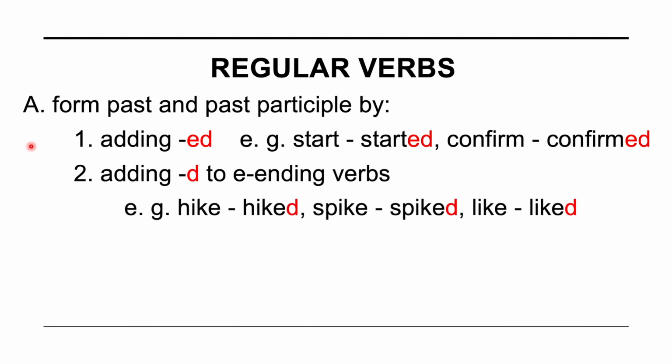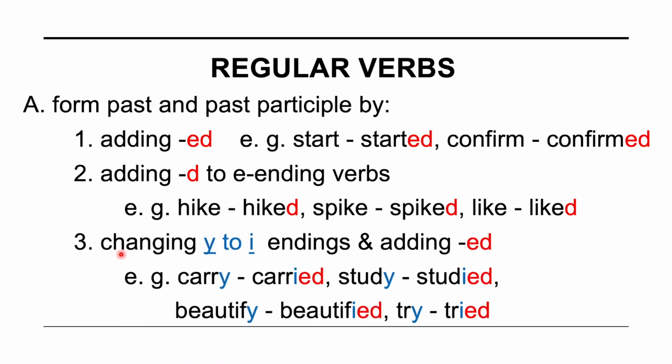Madaling matandaan, madaling mahulaan. Number 2, by adding D to E-ending verbs. For example, these verbs end with E. Okay, so we're just going to add D. Hike, hiked, spike, spiked, like, liked. Okay, they are already in the past form.